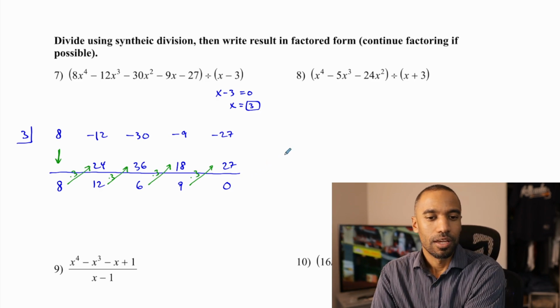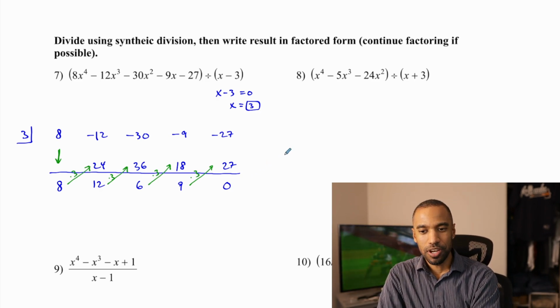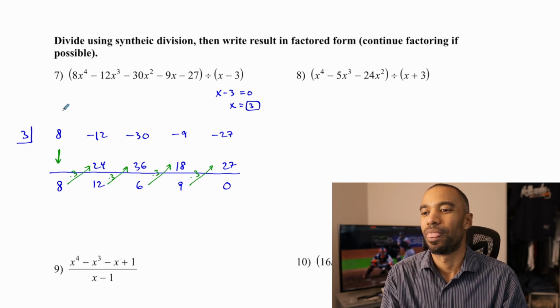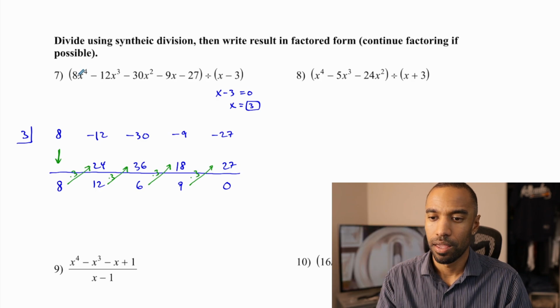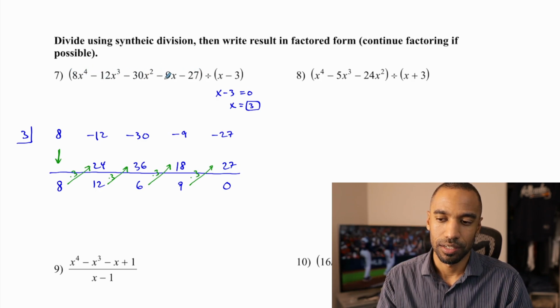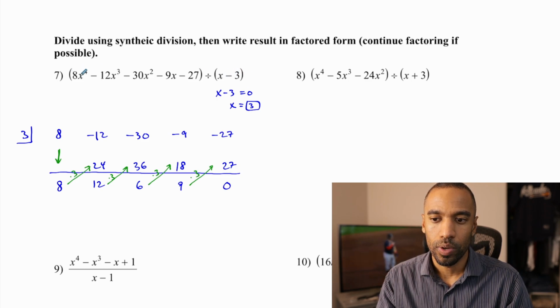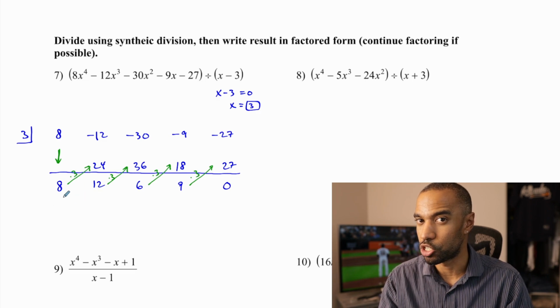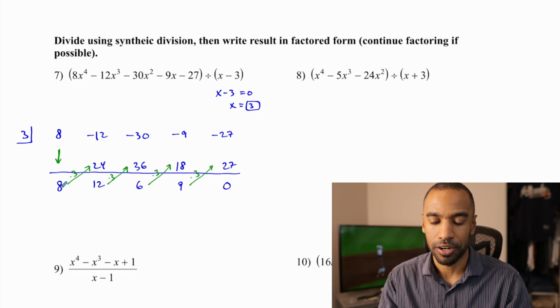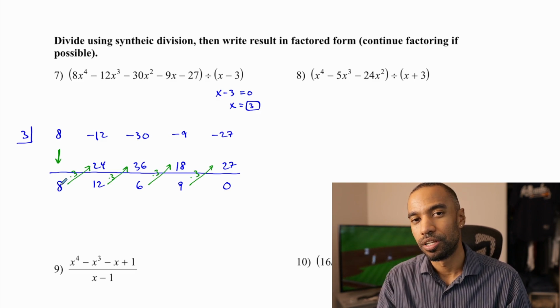Okay, so we have these numbers. What do we do with them? If you recall, and if this kind of helps out a little bit, this was a quartic polynomial, and then we divided by a linear. We did something x to the 4th divided by something x. The final result of this thing should be something x cubed. So this 8 is going to represent here the x cubed term.